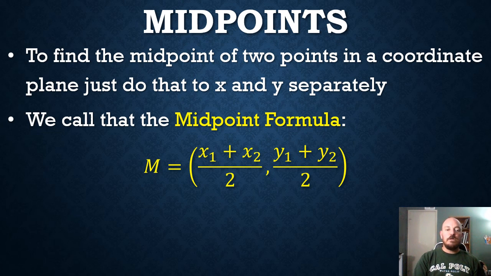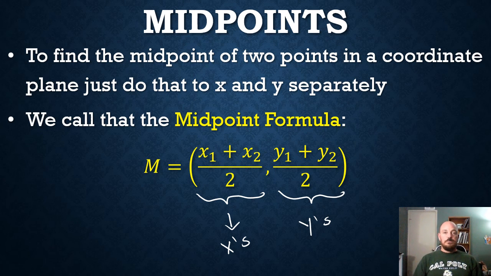So this first part over here is basically finding the midpoint of the x's. Add them up and divide by 2. And then this part over here is basically finding the midpoint of the y's. Add them up and divide by 2. So that simple concept that we just did with the 7 and the -2, if you do it twice, you get the midpoint in the coordinate plane. So let's do one of those.